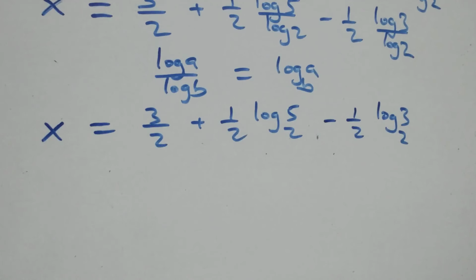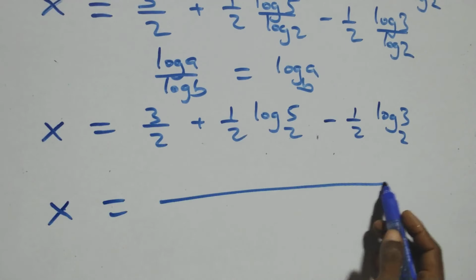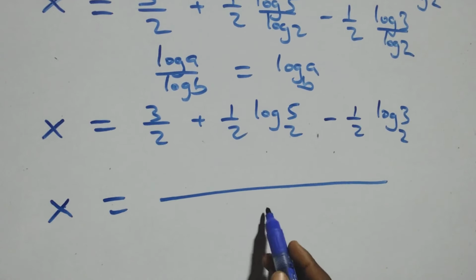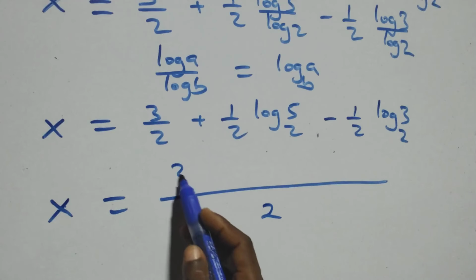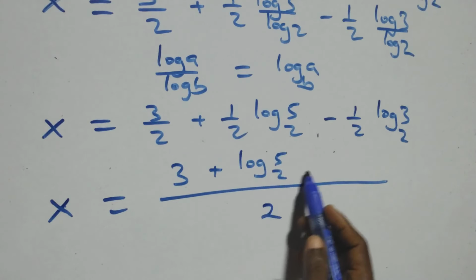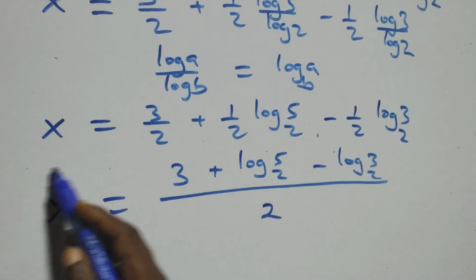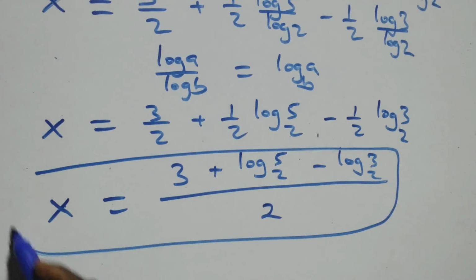Then we bring this together as one fraction. We have x equals, the LCM here is 2, and here we still have 3 plus log 5 base 2, then minus log 3 base 2. Then here we have the value of x in this problem.